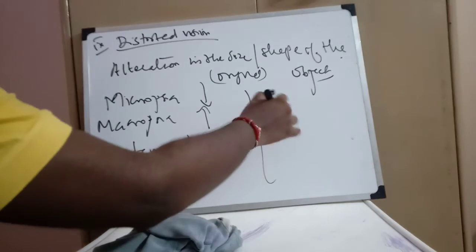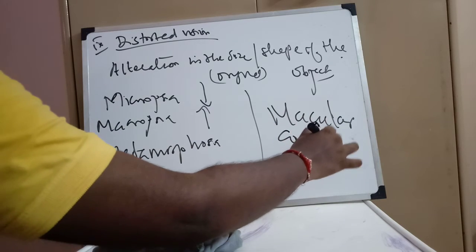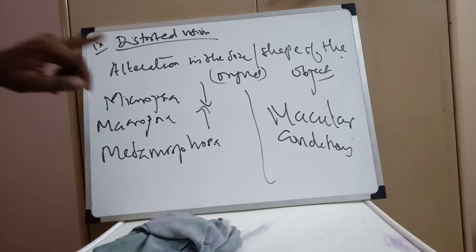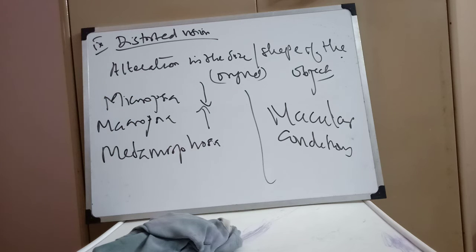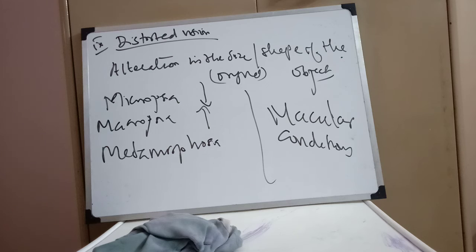Distorted vision is mostly seen in macular conditions. In diseases of the macula only, you are going to have distorted vision: in macular degeneration and macular edema. So how are you going to ask the patient about distorted vision?